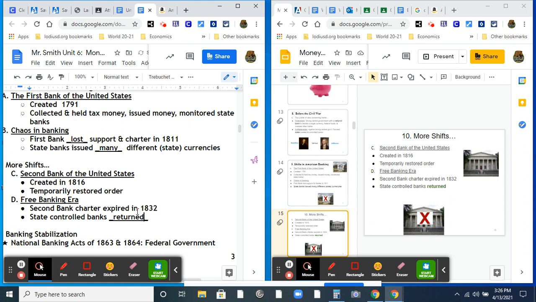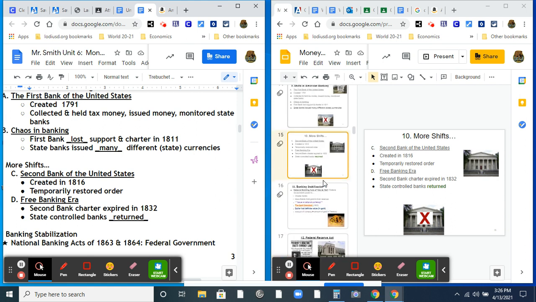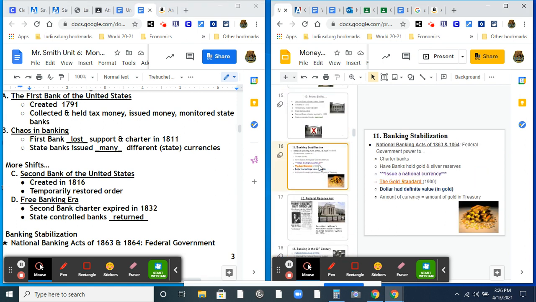So what do we have at first? We had one federal bank that didn't last too long, and that held tax money, issued money, and monitored state banks. And then you had a second bank, and that calms things down for 16 years. And then you get this period of chaos where the state banks are largely dominant until the Civil War. And in the Civil War, things started to change.